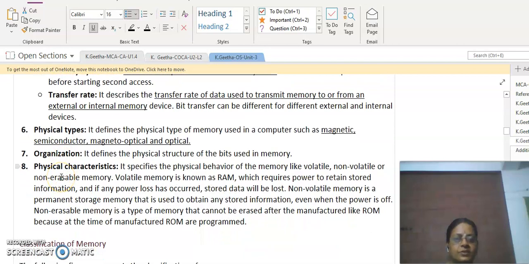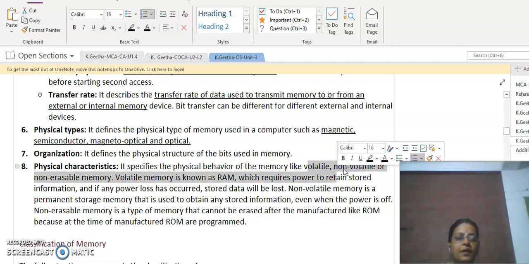Next comes the organization: how the physical structure of the memory is going to be organized. That is also going to come under one classification of the memory feature. And then the last one is called the physical characteristics. What we mean by physical characteristics is the behavior of the memory. By behavior, we are concluding whether it is volatile or non-volatile in nature. What we mean by volatility and non-volatility is, if the power is off, whether the content is going to be retained or lost.